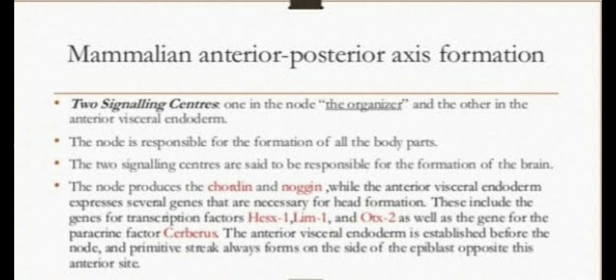The anterior visceral endoderm is established before the formation of the node, and the primitive streak is always formed on the side of the epiblast opposite to this anterior side.